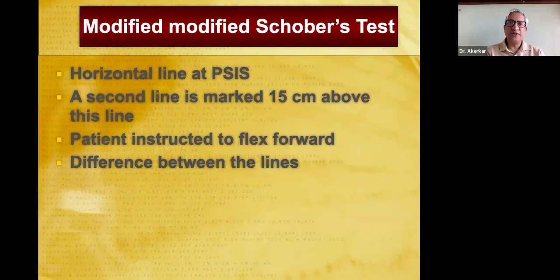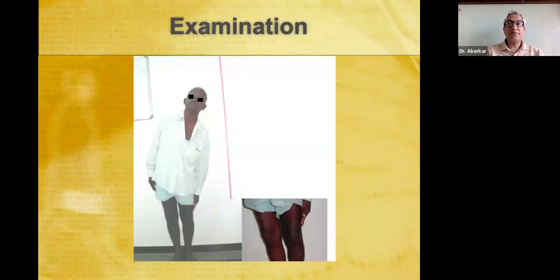Lastly, there is also another modified Schober's test. A horizontal line at PSIS. Second line 15 centimeter above. Patient is asked to flex forward. You look at the difference between the two lines. Less than 5 centimeter makes it significant, shows that flexibility of the spine is affected.